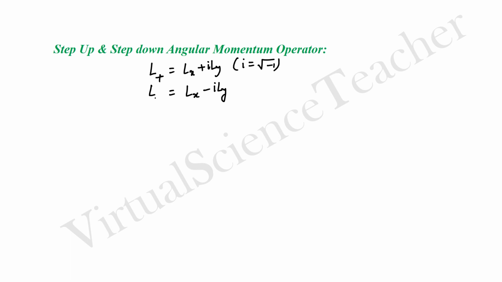Why these names? Actually, we will see later that when a step-up operator operates on a wave function, its state will increase by a factor of 1, and when a step-down operator operates on a wave function, its state will decrease by a factor of 1. So don't worry about this now, but just remember that the step-up operator is defined by L plus, which is Lx plus i Ly, and the step-down operator is given by L minus, which is mathematically written as Lx minus i Ly.